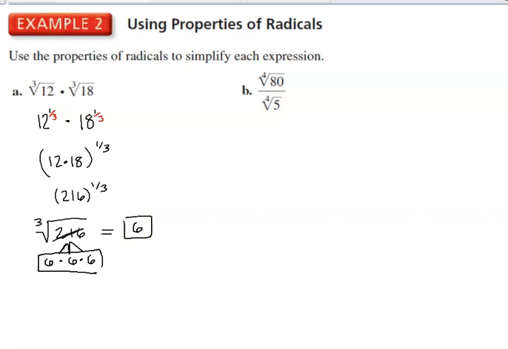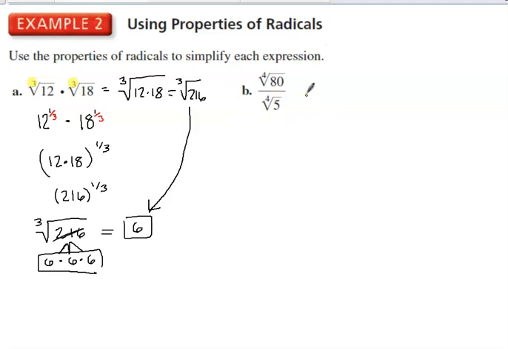We don't need to break this down into exponents. What we can do is say these 3's mean that the 12 and the 18 have the same exponent. So instead of going through all of this, let's just go ahead and say, well, they have the same exponent, so let's just multiply the 12 and the 18 together to get the cube root of 216. And then from there, the cube root of 216 is 6.